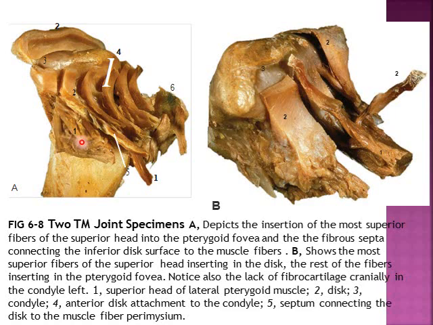The insertion of the lateral pterygoid, the superior head, is in the pterygoid fovea, while number two is the disc. So there is no direct attachment between the superior head and the disc. The attachment occurs between the superior head and number 5, which refers to the septum that connects the disc to the muscle fiber. There is a septum between them, so there is no direct insertion.